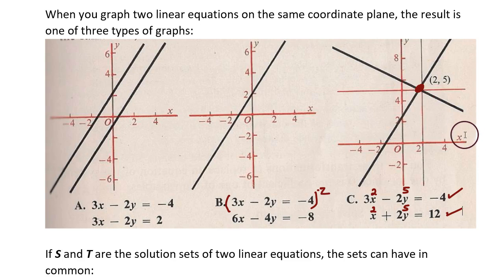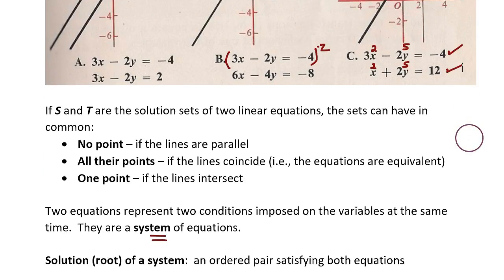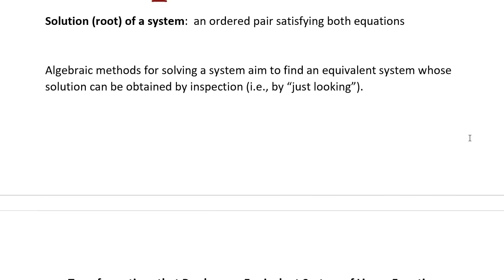But what if you don't have a graph and you don't want to take the time to make a graph? You can still find the solution to a system using algebra. Algebraic methods for solving a system aim to find an equivalent system whose solution can be obtained by inspection. Inspection means that you can figure out the solution just by looking at the equation.